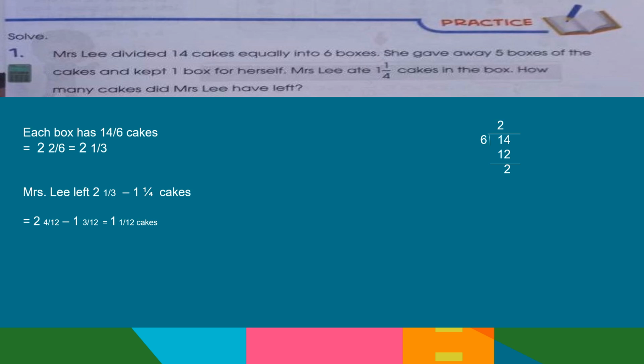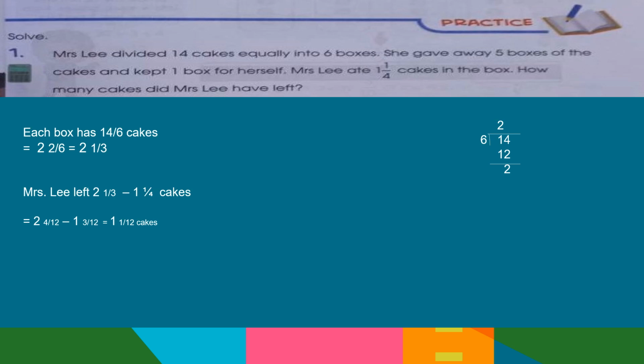So a single box contains 2 whole number 1 over 3 cakes. Now Mrs. Lee has given away 5 boxes, and she has 1 box with her, out of which she ate 1 whole number 1 over 4 cakes. So we simply subtract 1 whole number 1 over 4 from 2 whole number 1 over 3 in order to get the leftover number of cakes.